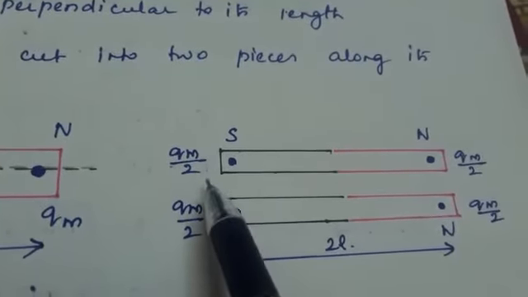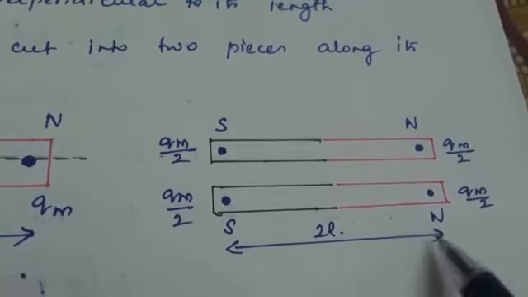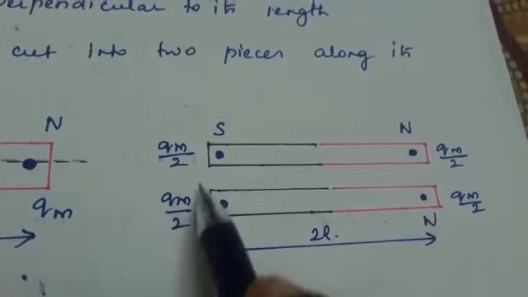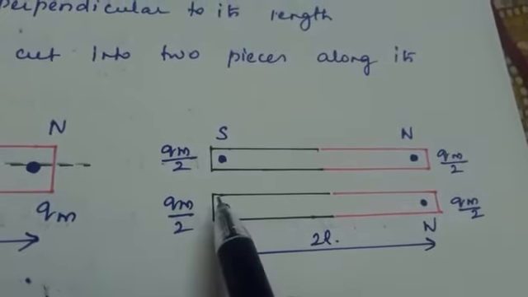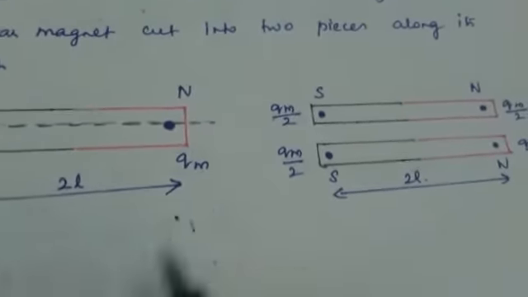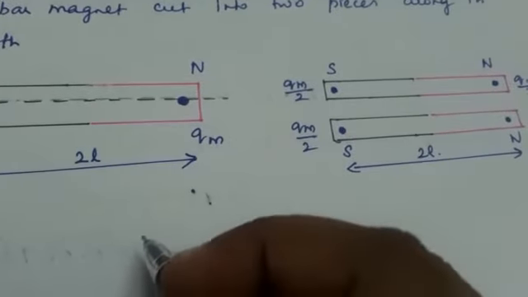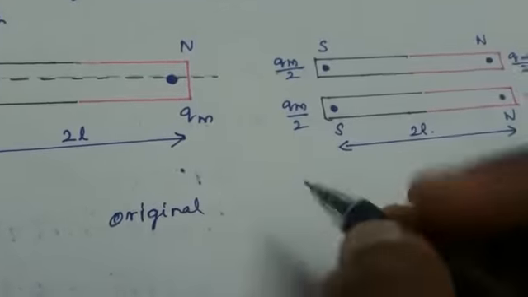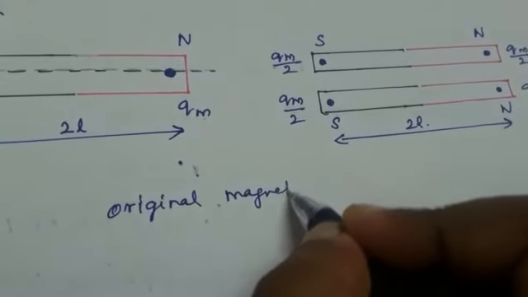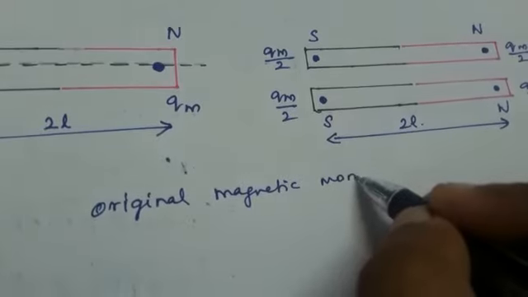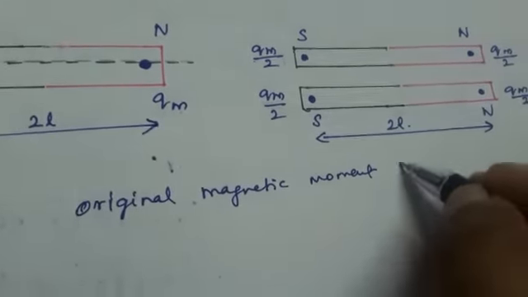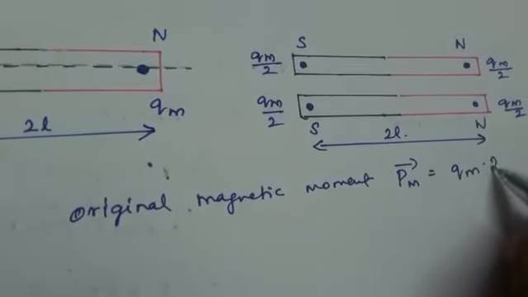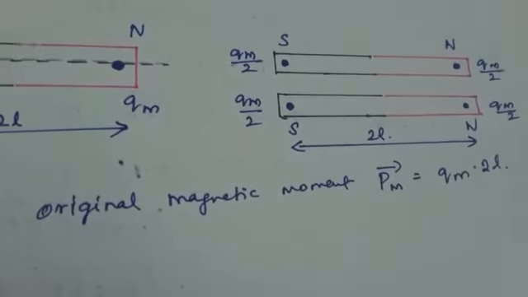So when you cut into two pieces, the magnetic length won't change, but the pole strength changes. The pole strength becomes Qm by 2. Now we can write the magnetic moment. The original magnetic moment, that is before cutting, Pm vector is equal to Qm into 2L. This is your magnetic moment.